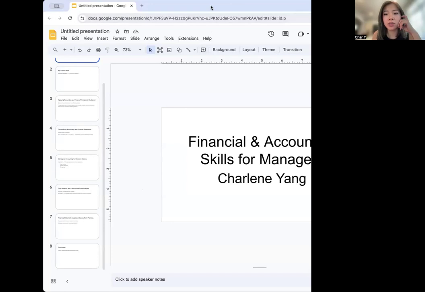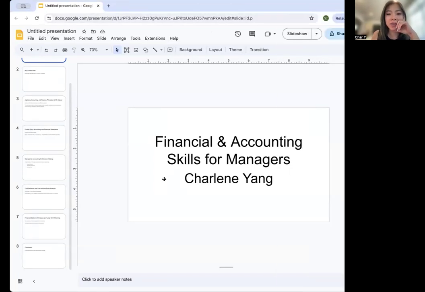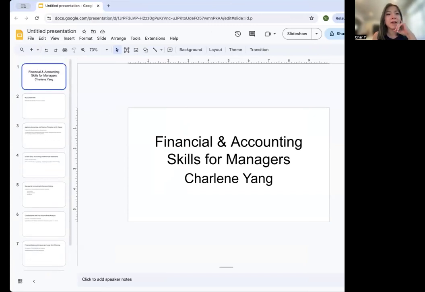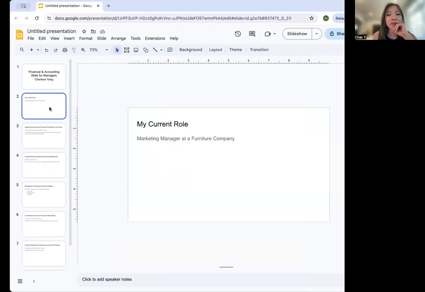Hi, so today we are going to talk about how Financial 500 class has potential areas for application. First, I'm going to talk about my current role. I am a marketing manager at a furniture company called Dakotas. Let's see how the concepts that we learned in class can be applicable for my career.